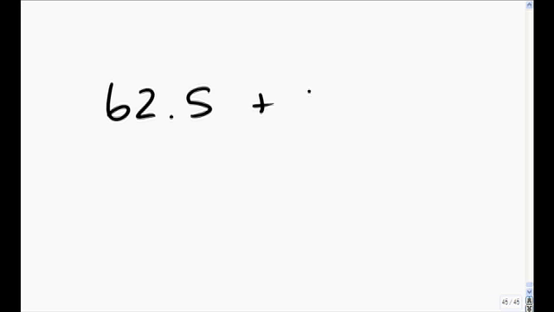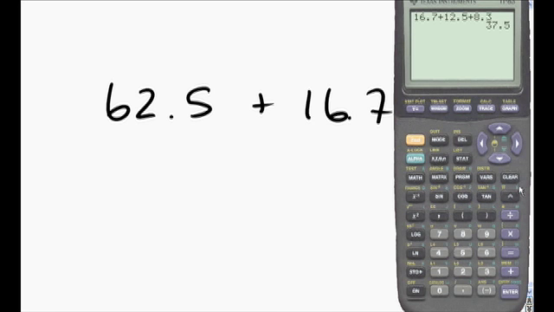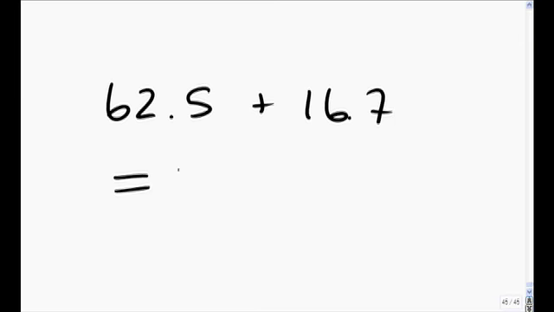62.5 plus 16.7 is 79.2. 79.2% of the class has no more than 1 child.